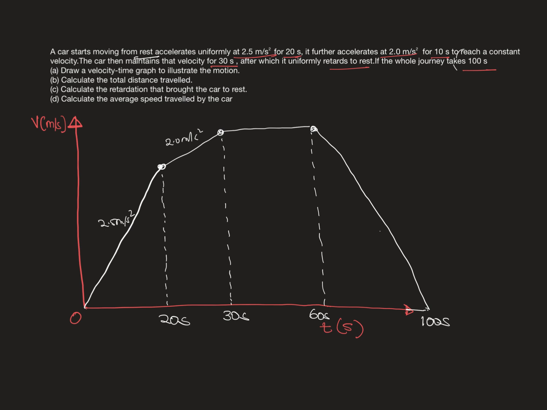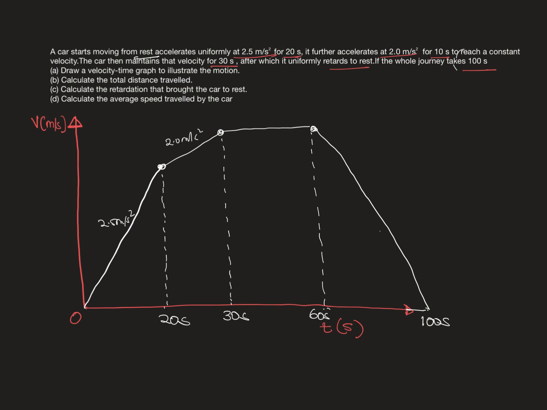So going quickly over it, it accelerates uniformly from rest for 20 seconds, then accelerates at 2.0 for 10 seconds to reach a constant velocity. It then maintains that constant velocity for 30 seconds, after which it decelerates to rest. So the time for deceleration would be 40 seconds. If you look at it from 60 to 100, the deceleration that brought the car to rest will be 40 seconds.